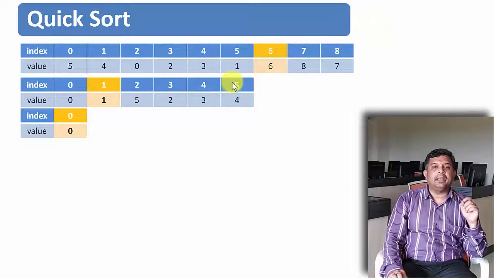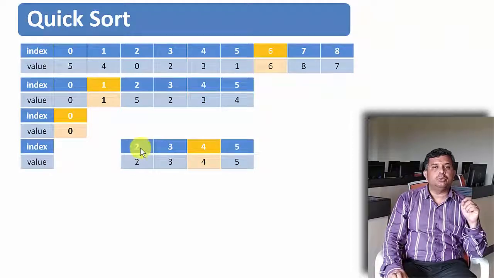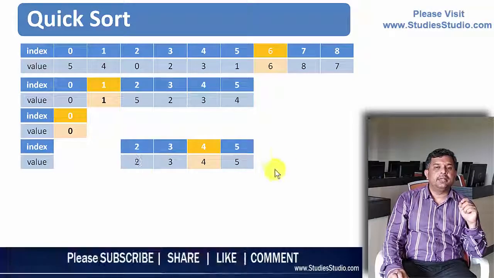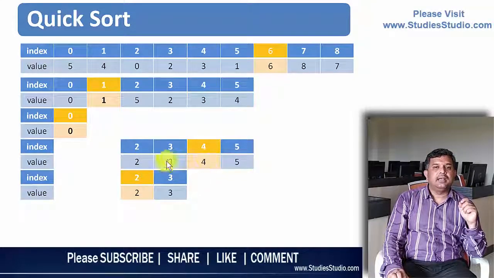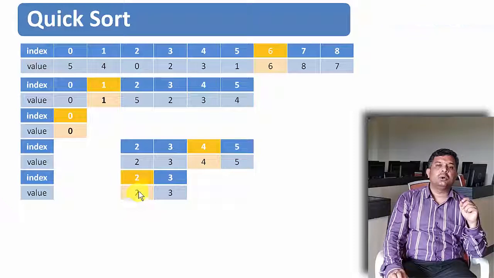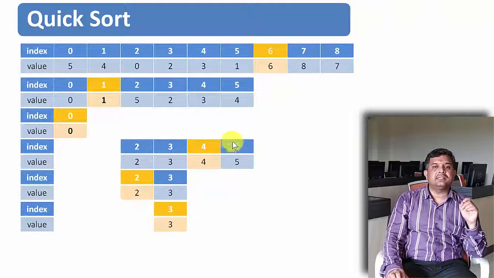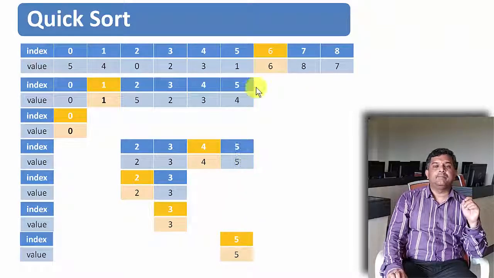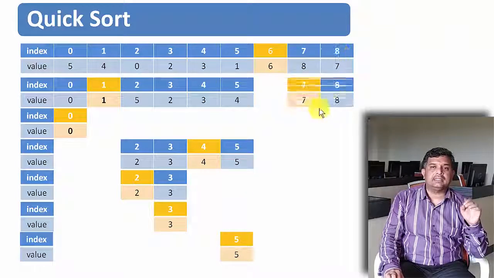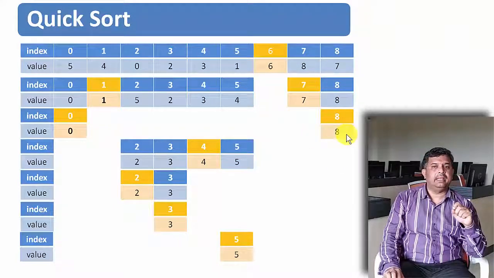Then I have to apply 2 to 5. For 2 to 5, I will find 4 will be in place. On this, again I have to take the left hand side and right hand side. I will find 2 is in place and then 3 is in place, and then I will take single data 5. It will be in place. Next I will take the right hand side data and I will find the 7th data will be in place and then the 8th data will be in place.